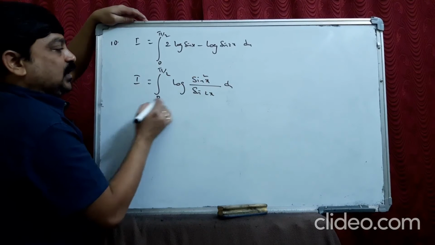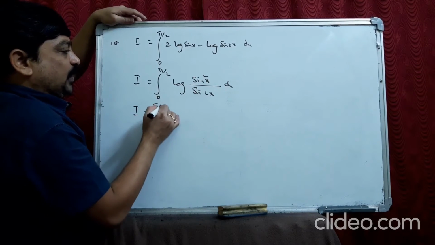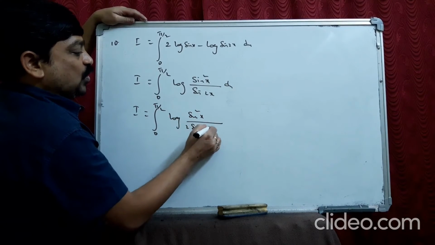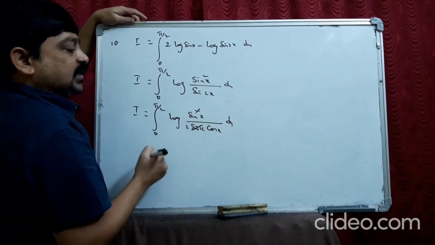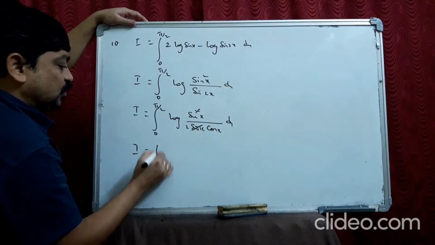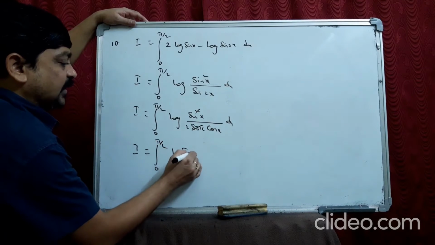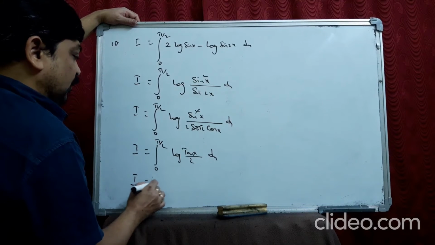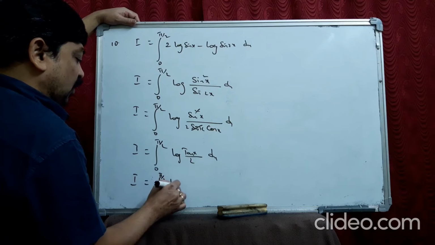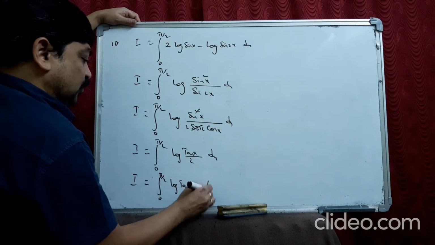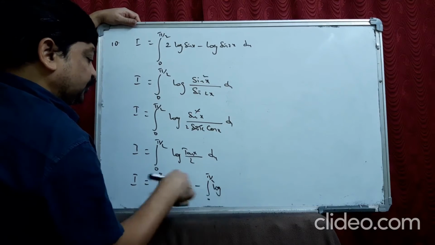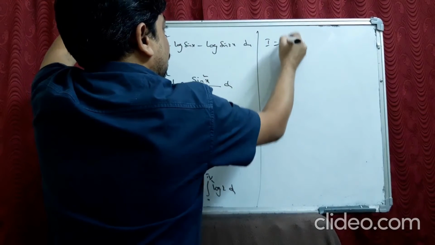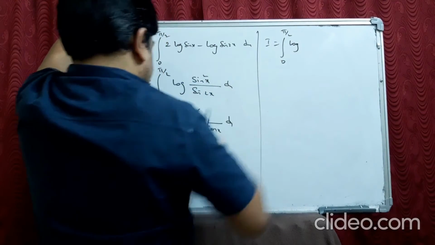After writing log sin square x, you can also write it as the integral from 0 to pi by 2 of log sin square x by 2 sin x cos x dx. One of the sin x gets cancelled. So I is equal to the integral from 0 to pi by 2 of log tan x by 2 dx. So it becomes I is equal to the integral of log tan x minus the integral of log 2 dx.